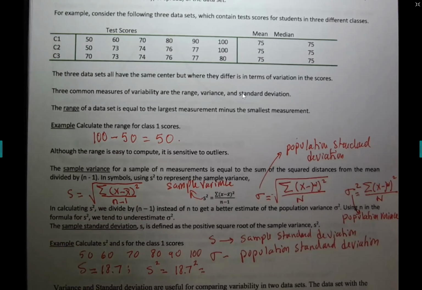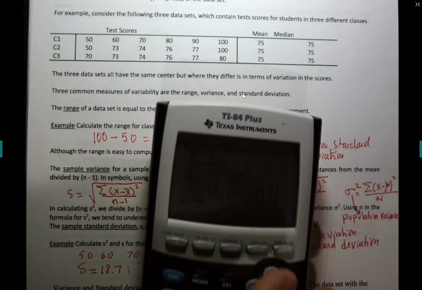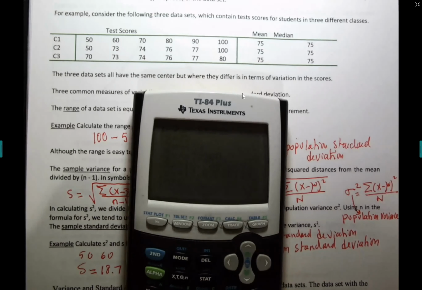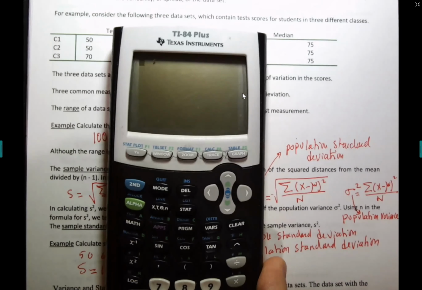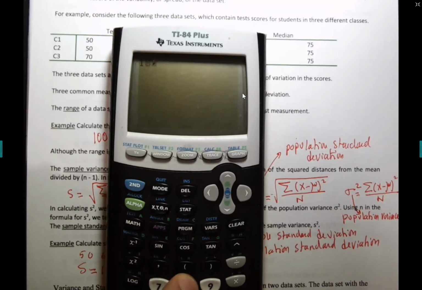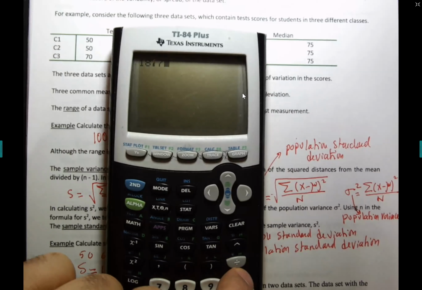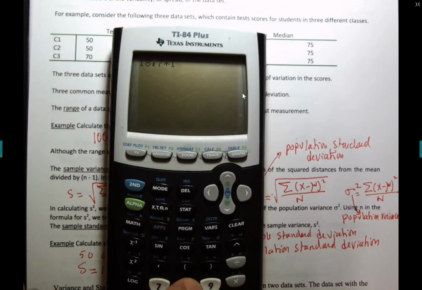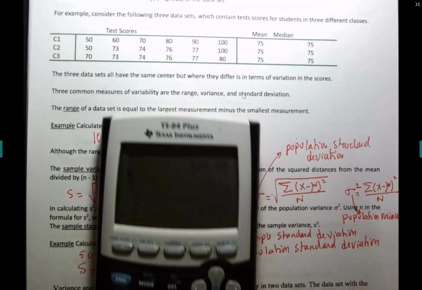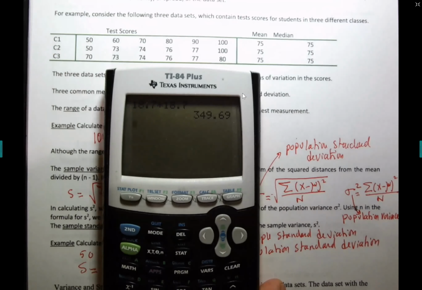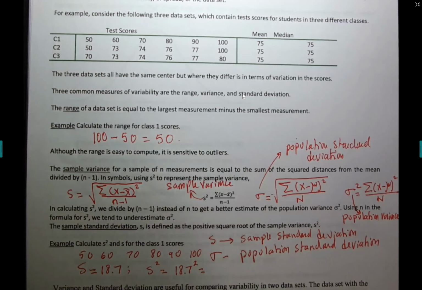The calculator doesn't do S squared, so you just have to do the math. Clear? Just do the math. 18.7 times 18.7. There you go. I got 349.69.